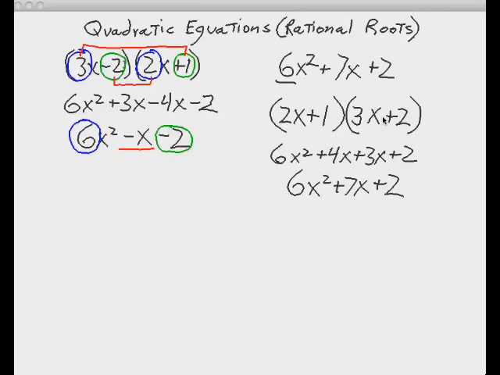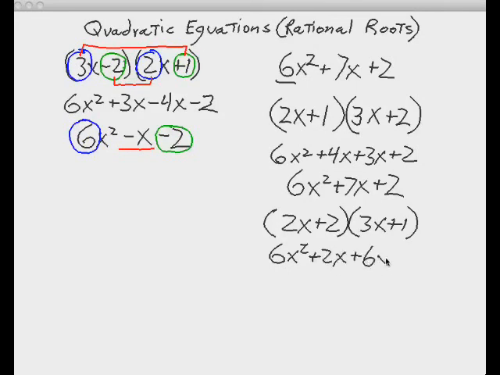Sometimes it takes a little playing with these numbers to get things right. For example, if I had switched these two numbers, I still would have had the two numbers that I want the product of, but let's see what we get. 6x squared plus 2x plus 6x plus 2. So I would have ended up with 6x squared plus 8x plus 2, and I would have known that somehow I had these two numbers in the wrong place. I could have just switched them around.